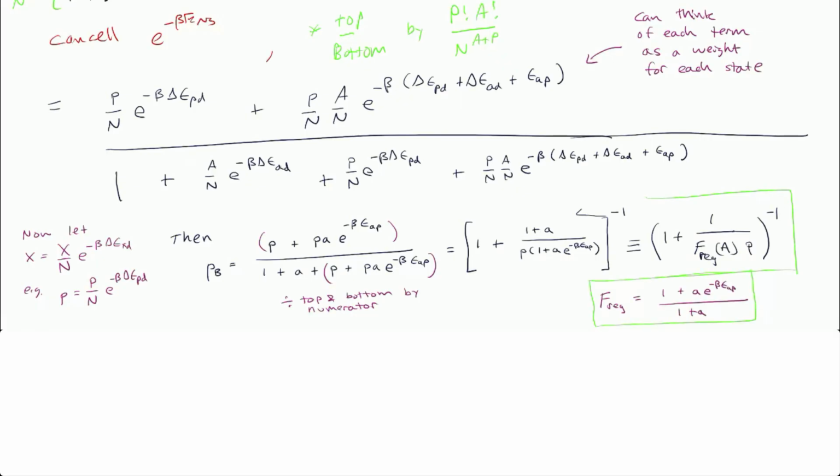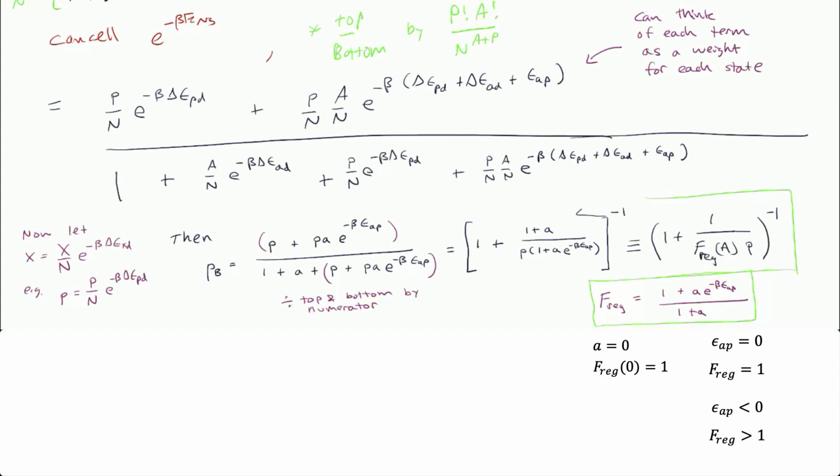Notice that when A is equal to 0, F reg is equal to 1. And you see then we'd be back to unassisted polymerase binding. And you can also see when epsilon AP is equal to 0, that is no interaction between the activator and pol 2, then also F regulatory is equal to 1, and we're back to unassisted polymerase binding. Generally, epsilon AP is going to be less than 0, that is, there's a favorable interaction, and that's going to mean F reg is bigger than 1.